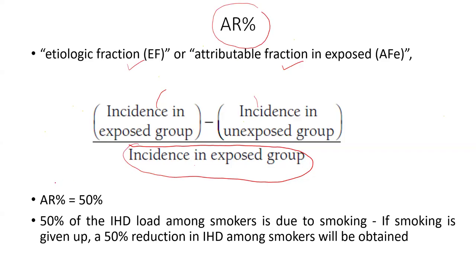So supposing you get an attributable risk percentage of 50%. What does this mean? This means that 50% of the outcome, that is the ischemic heart disease, among the smokers is due to smoking. And if smoking is given up by the smokers, there will be a 50% reduction in the ischemic heart disease amongst the smokers. So attributable risk is telling us what percentage of the incidence or risk in the exposed is because of the exposure.